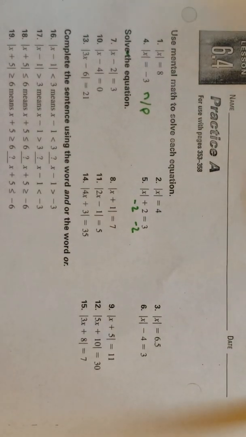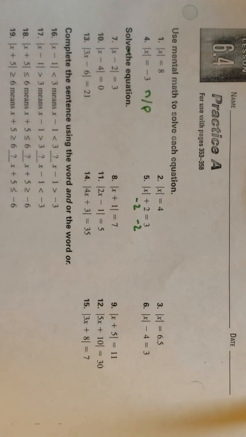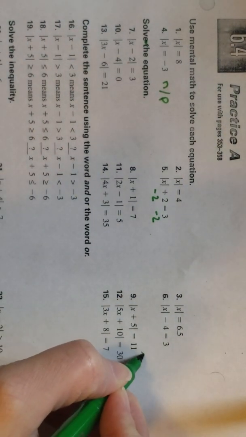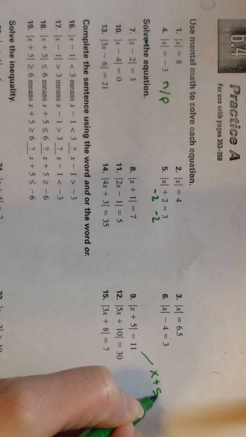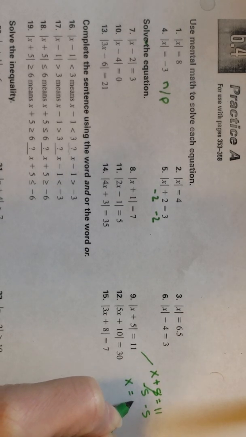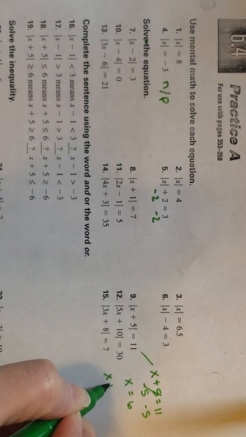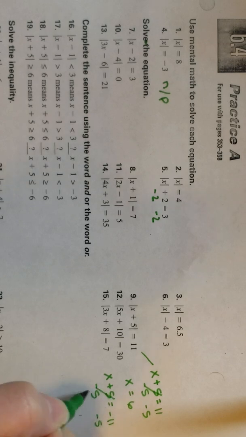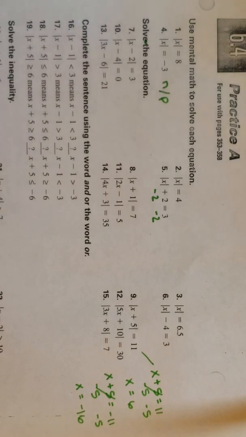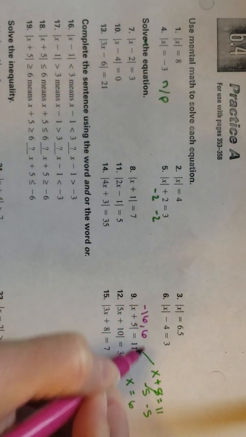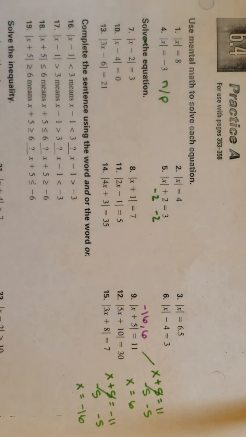Okay, for numbers 7 through 15, again, we'll just do them the normal way. X plus 5 is 11. X is 6, and with a negative to get both the directions to find our absolute value. So X is negative 16. So on your worksheet for that one, you will write negative 16 and 6. Smallest and then the biggest one.